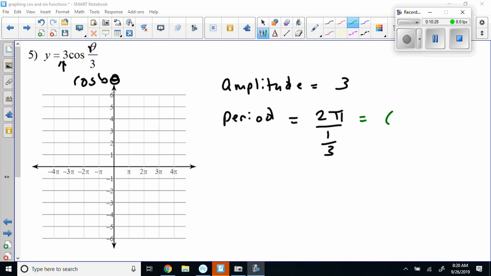Six pi. So we're about to stretch a cosine with an amplitude of 3 out to 6 pi. Now, how far does your x-axis go? 4 pi. Okay? So we're going to say this is 5 pi, and we're going to say that this is what? 6 pi, right? Now, don't sweat that, because they're giving you the other side of the x-axis to graph it as well, right? Okay? So you got to make sure you understand that.